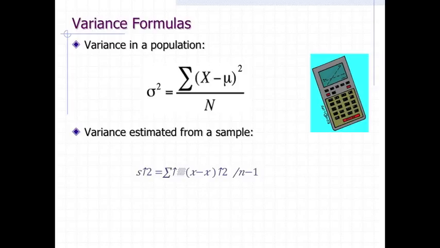In this formula, S squared is the estimate of the variance, and M or X bar is the sample mean. Note that M or X bar is the mean of the sample taken from the population that has a mean of mu. An important difference between the formulas is that you divide by n in the top formula and by n minus 1 in the bottom formula. Since in practice the variance is usually computed in a sample, the bottom formula is the most often used.